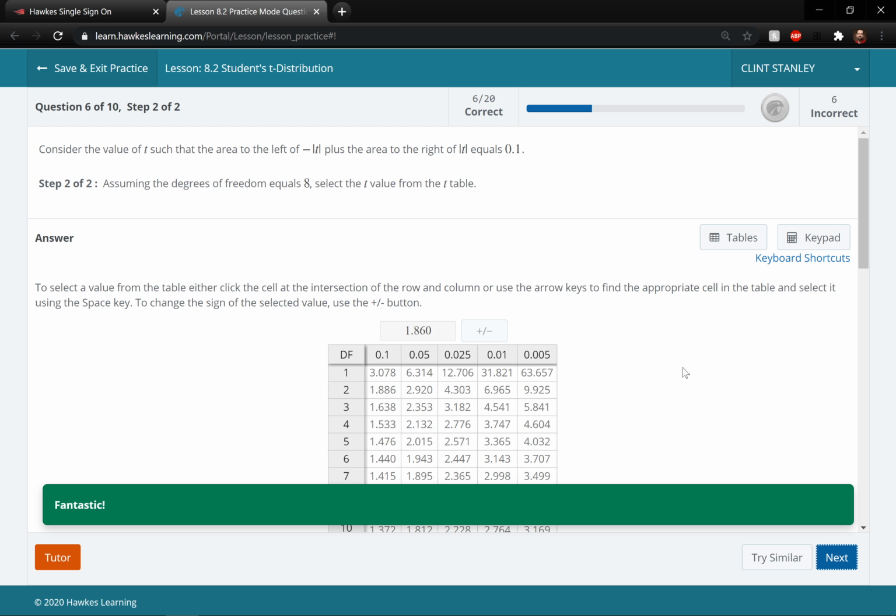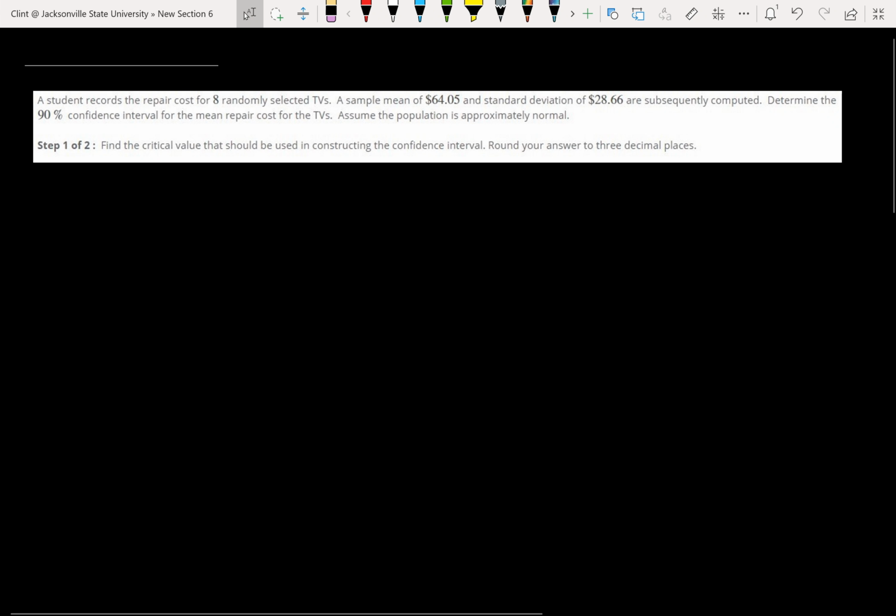So not too bad, just getting used to using the table. And the thing to realize is that this one that pops up, these areas up here across the top represent the area in only one tail. So if you have one of these that gives you the area in two tails, you need to divide that by 2. You won't necessarily have to do that in the next section though. Okay. So let's look at a couple of confidence interval problems then.